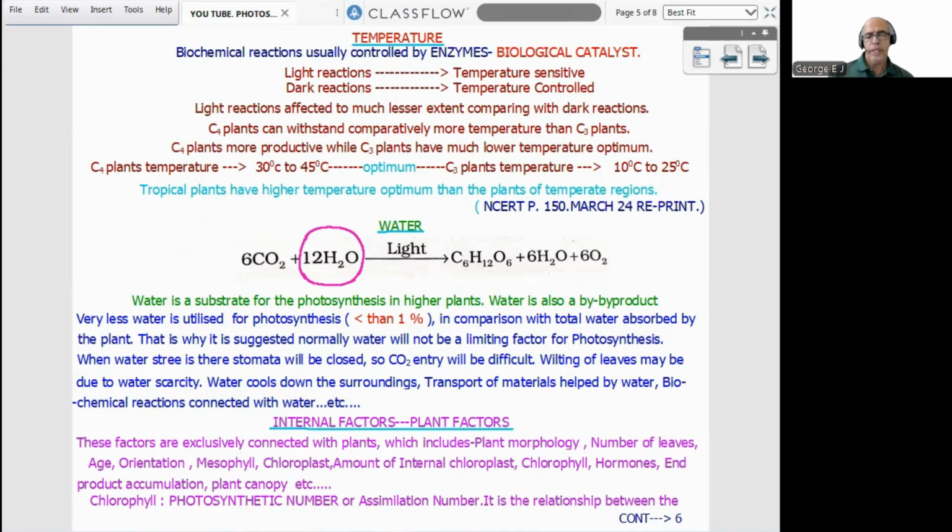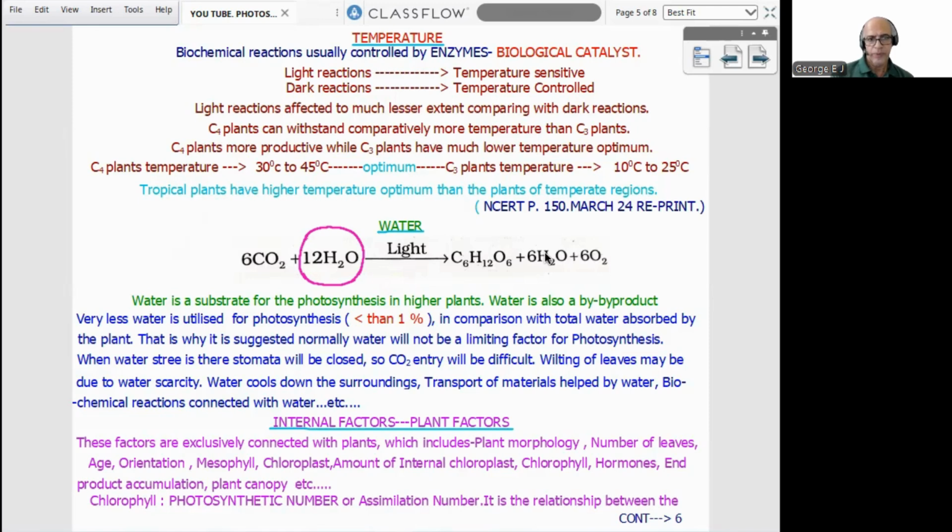Now, the next factor is water. Here you can find the equation, 12H2O is a must. Without that, no photosynthesis. So water is a substrate for photosynthesis in higher plants, no doubt. Water is also a byproduct. Here substrate, here byproduct. Very little water is utilized for photosynthesis. That value is important: less than 1% in comparison with the total water absorbed by the plant.